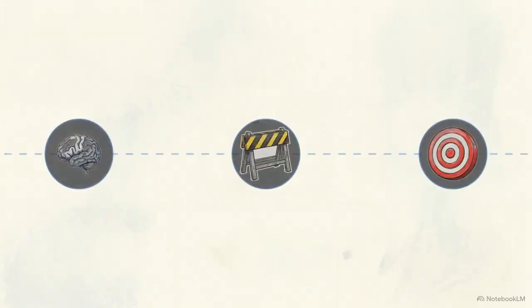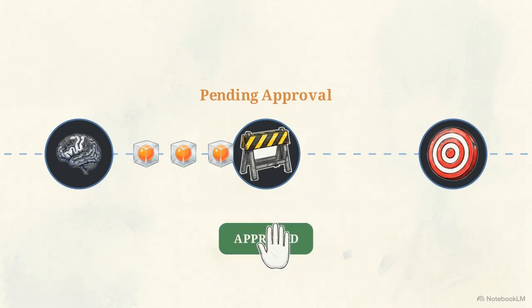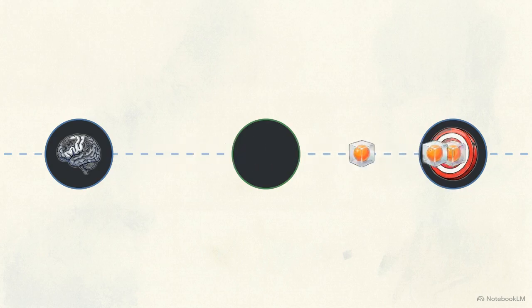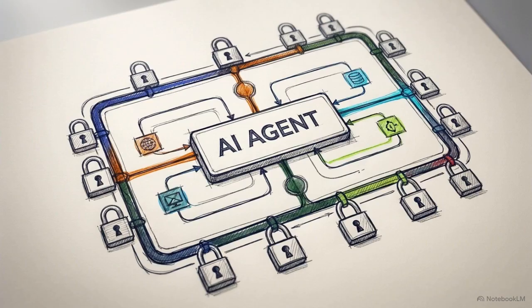This flowchart shows an execution process halting at a human approval gate. For high-stakes actions like making payments or sending emails, the system requires a manual trigger before proceeding. To prevent prompt injection attacks, the system must validate all user inputs before the agent processes them. This creates a security layer that keeps the agent within its intended boundaries.